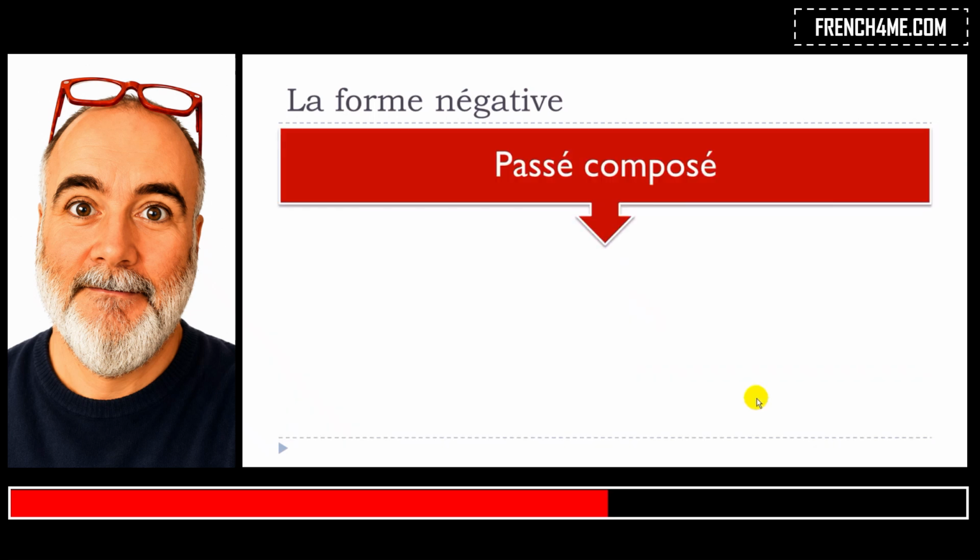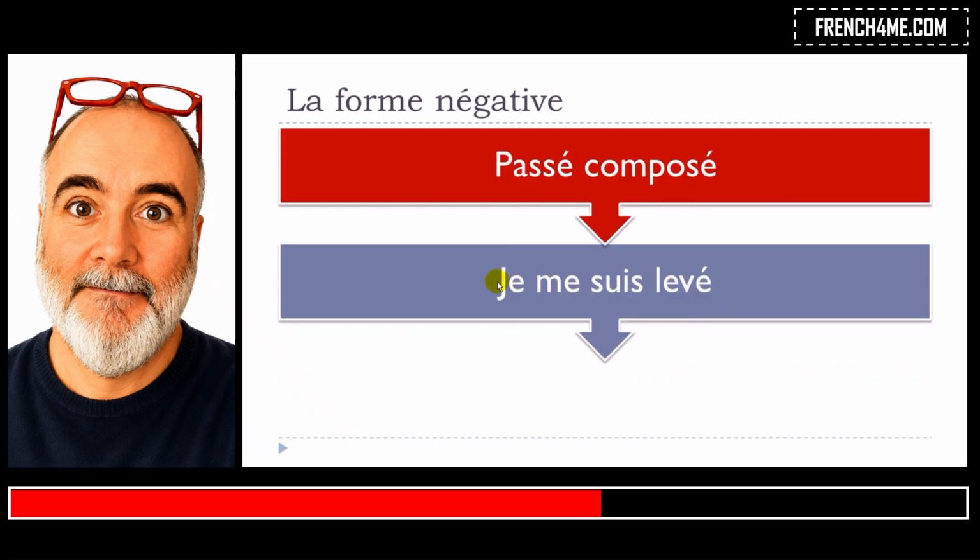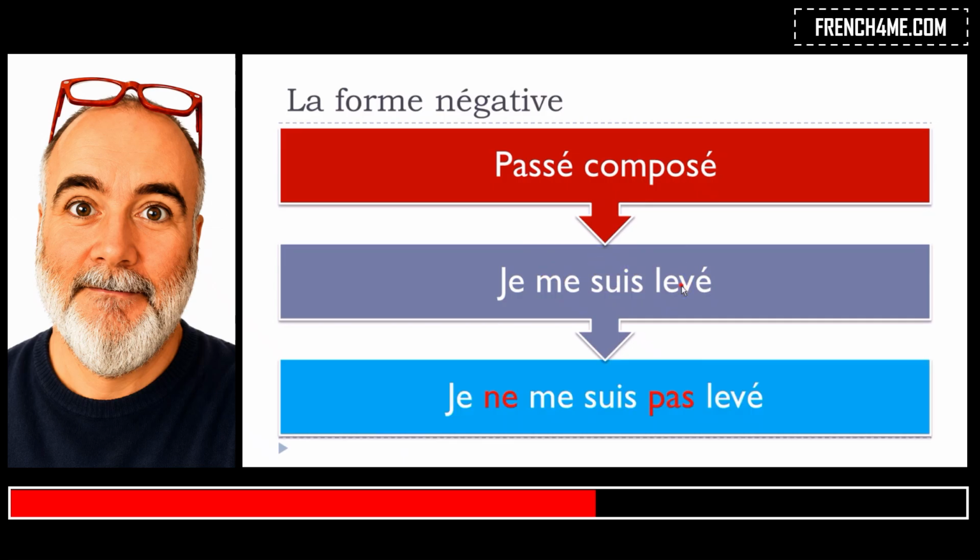Okay, and now let's see with the passé composé. Je me suis levé. Exactly the same thing. Je, ne, and then you keep this me suis together, and you put your pas here and lever. Okay, this is quite tricky normally, because students tend to mix up and then put the ne before the suis and then maybe the pas at the end. Okay, so keep in mind, this is the order, this is the way where things should be. Je ne me suis pas levé.